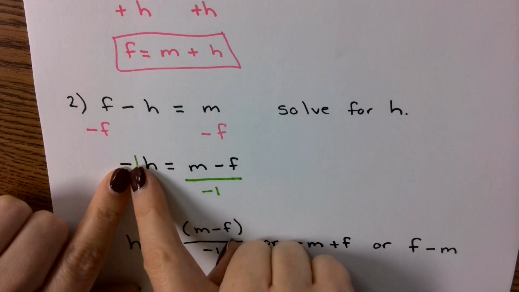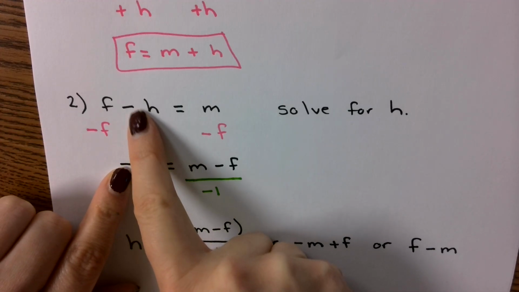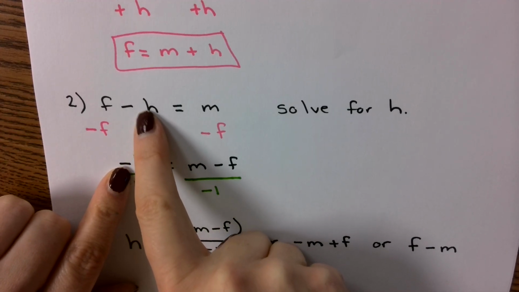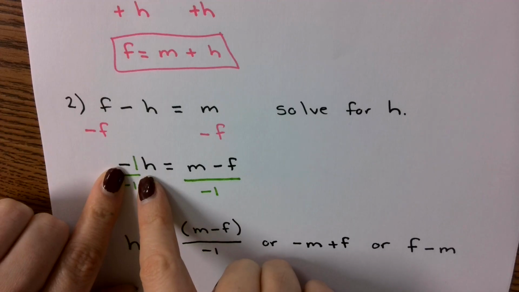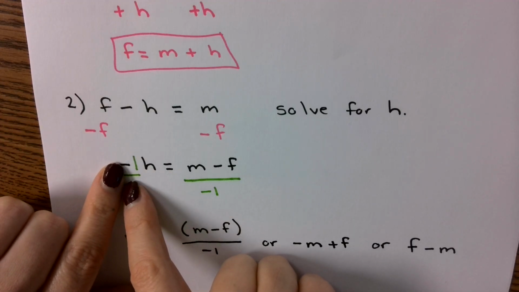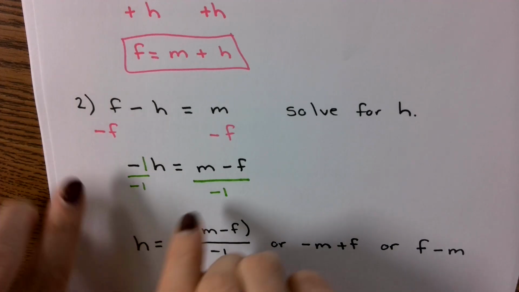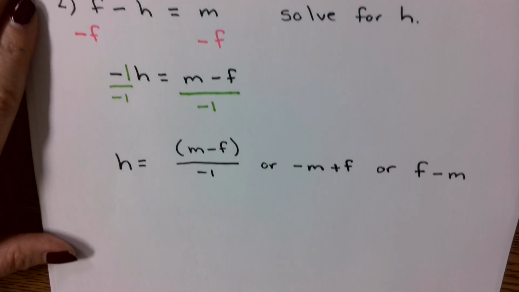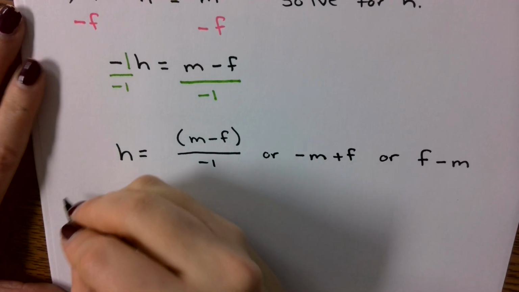Okay, so because it's a minus h, remember if it doesn't have a coefficient, it always has an invisible coefficient, right? The 1. And h is not by itself if it's got a minus sign. H has to be by itself when it's positive. Okay? All right, let's take a look at another.